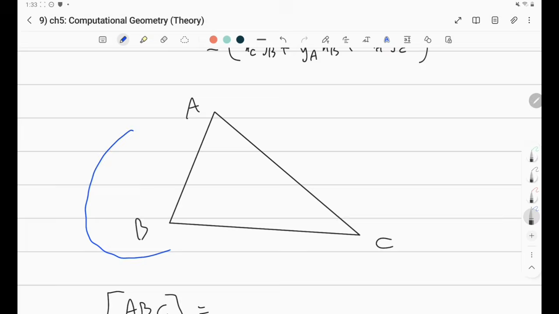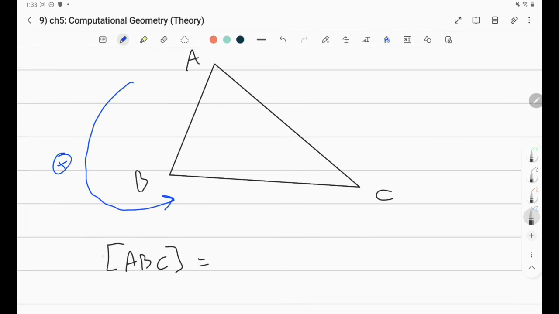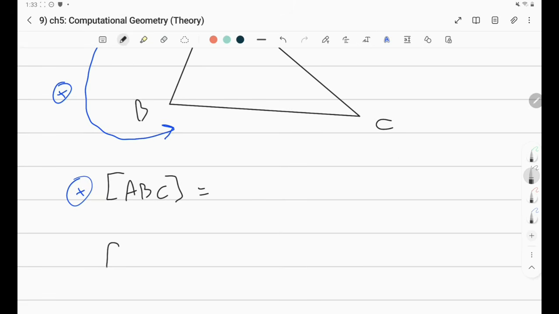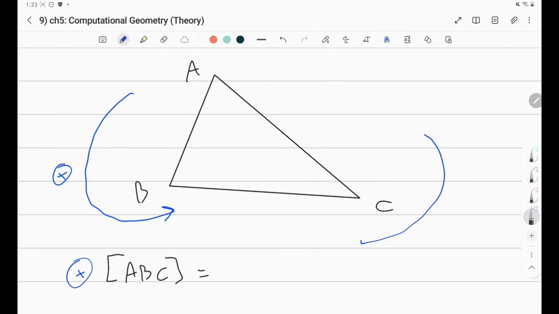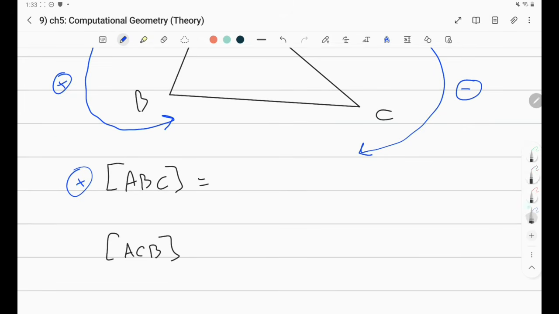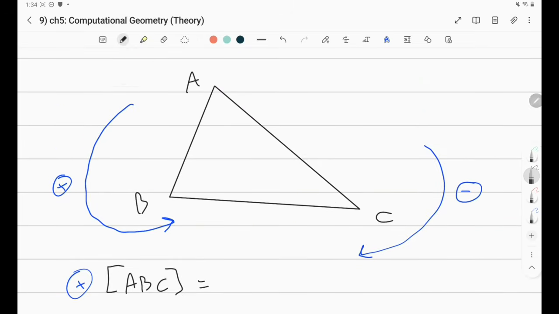To figure out what the signed area is, let's look at A, B, C. They're like this, right? Is this clockwise or counterclockwise? It is counterclockwise, so it's positive. So here the answer is going to be positive. However, let's say you plugged it in using ACB. Now ACB is going to be like this, and hence it's clockwise, and hence it's negative. So just for you to know, if you really don't care, just take the absolute value. However, if you care, then just know that this gives you the signed area, and you can figure it out.